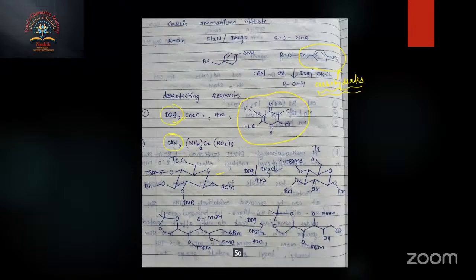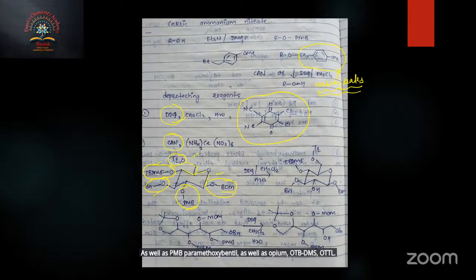So see, we have one example over here. All five free OH groups from this sugar moiety are protected. You can see 5 protecting groups. So you can remove all by the proper deprotecting reagent. So such as we have over here BOM as well as PMB, paramethoxybenzyl, as well as OBn, OTBDMS, OTrityl.